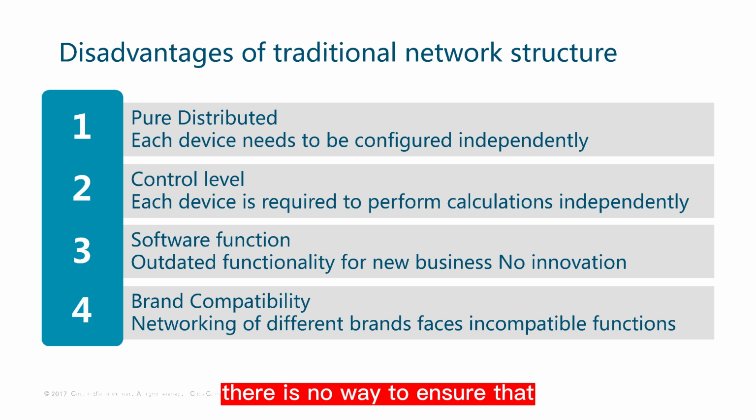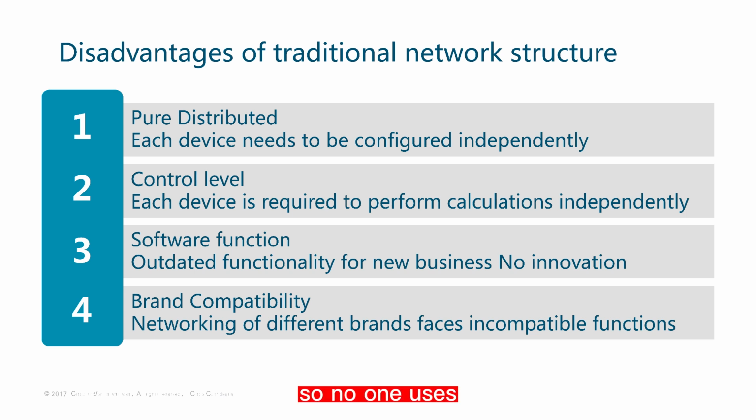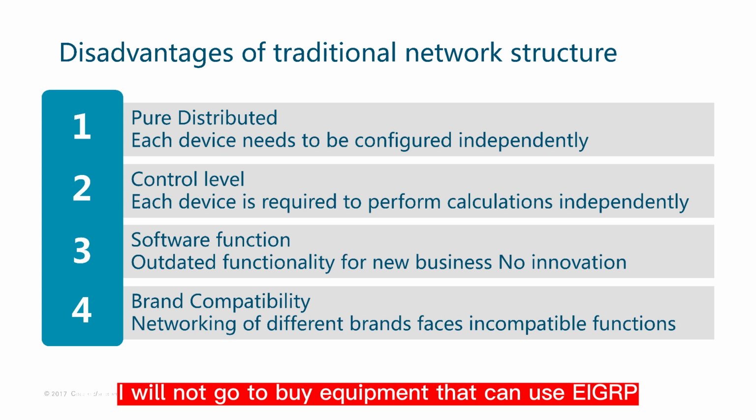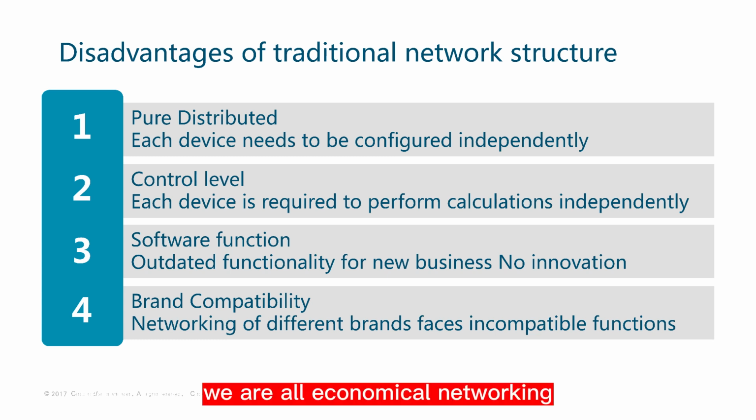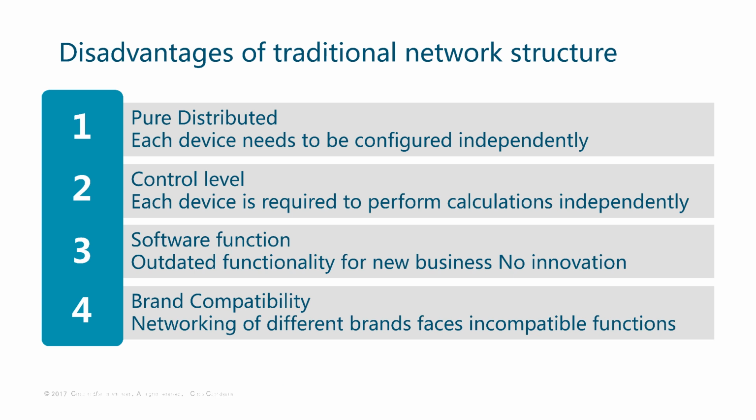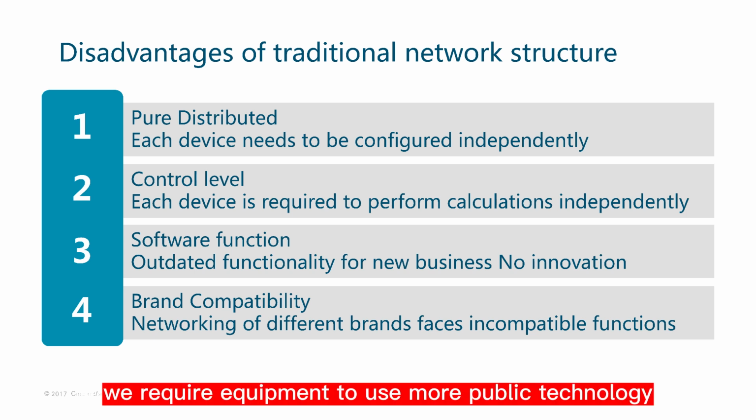There is no way to ensure that all equipment from various manufacturers is combined in large projects, so no one uses them. For example, others can use EIGRP, but we can only use OSPF. Then we don't use this EIGRP. I will not go to buy equipment that can use EIGRP. Cisco equipment is more expensive. We are all economical networking, subject to the current conditions. The cheaper the better. We require equipment to use more public technology.